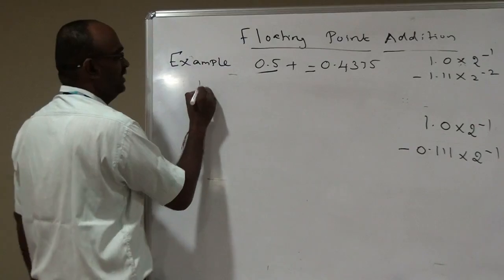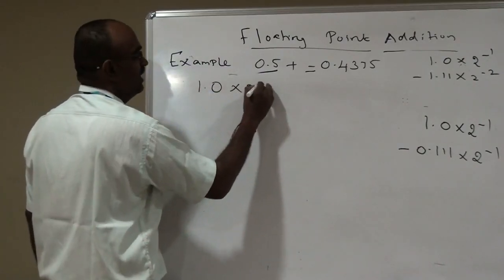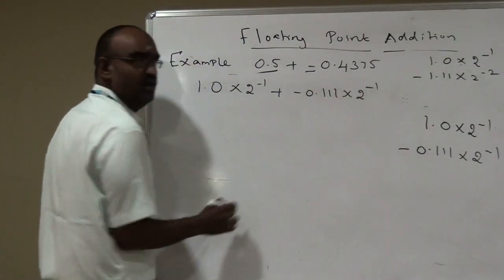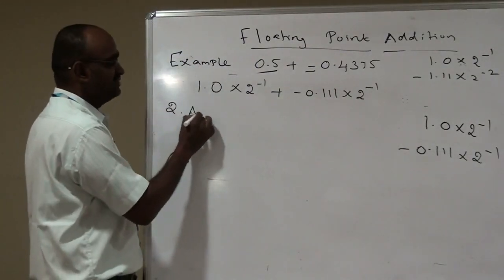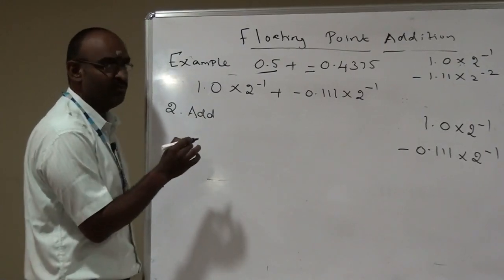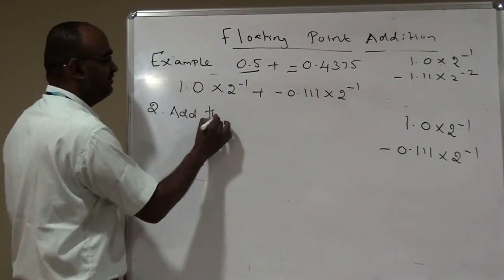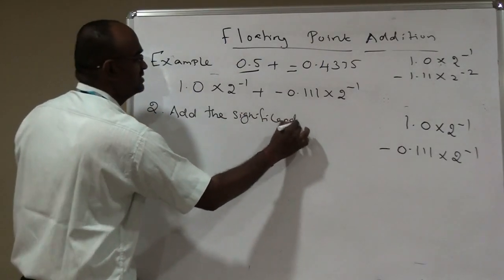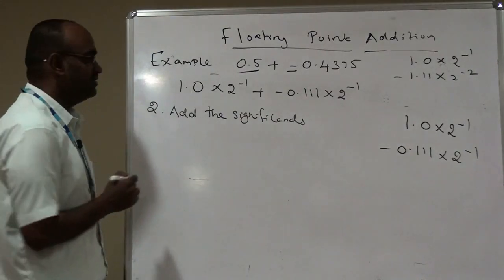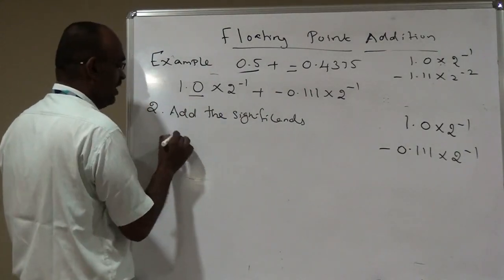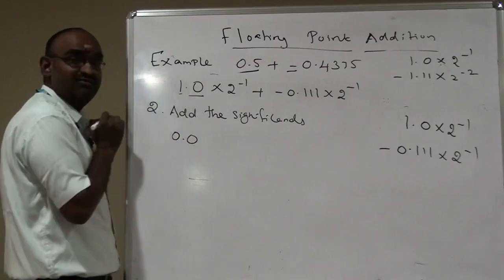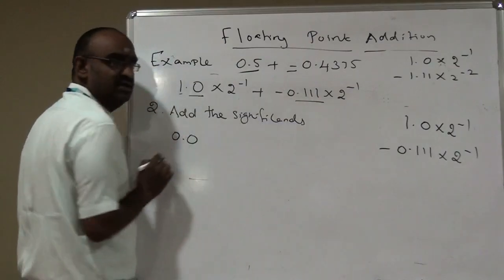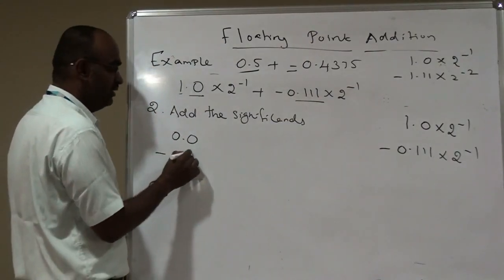So what is the value here? 1.0 into 2 power minus 1 plus minus 0.111 into 2 power minus 1. So what is the second step? It is to add the significands. What is the significand? It is the fractional part, or mantissa part, not the whole part. You should remember, add the significands. The significand is a floating point number, right. So what is it here? It's 0.0, right. We are skipping that 1 which is a whole number, and taking only the significand 0.0. Here that is a minus value, minus 0.111.